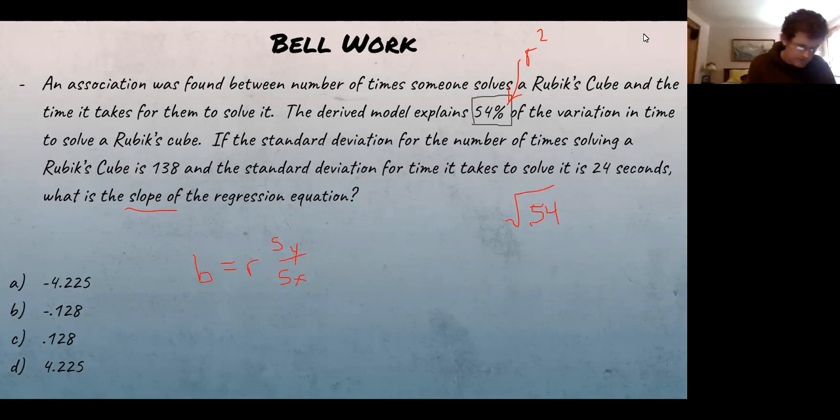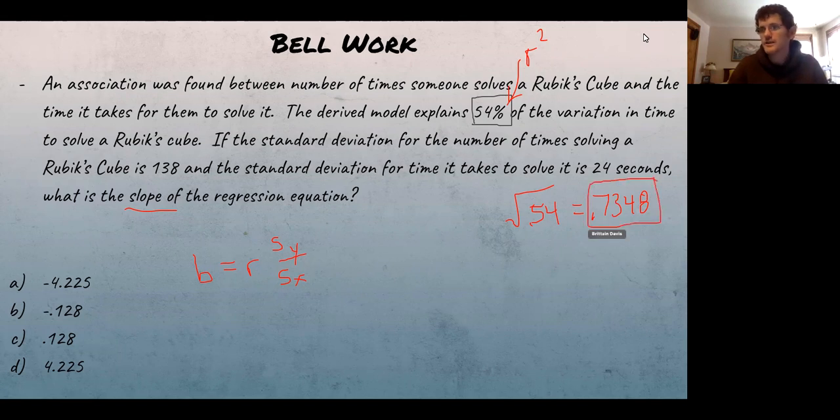So jumping into this, if we do the square root of 0.54, we get 0.7348. Now I'll just cut it off there. Now, the main idea from what we talked about yesterday in that video is that this is not necessarily your correlation coefficient. What we need to do is figure out, should it be a positive or a negative correlation?